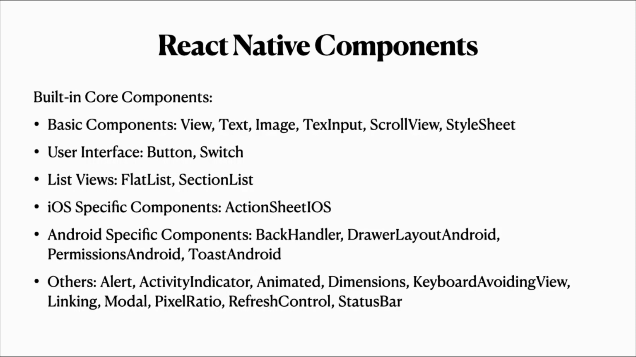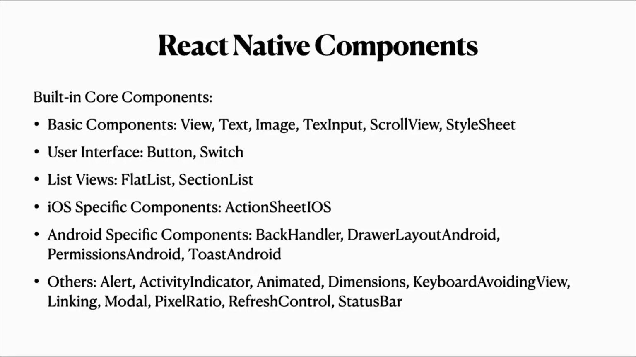KeyboardAvoidingView is another good component. When a user is typing text into a text input box, the keyboard can pop up and accidentally hide the input box. So we can use this KeyboardAvoidingView to push the text input box up and allow us to see the text input box and the keyboard at the same time.